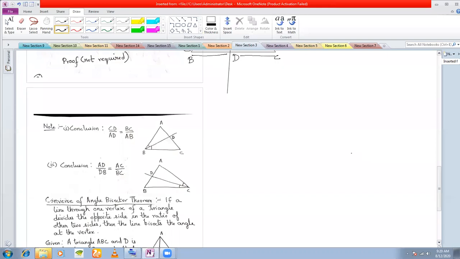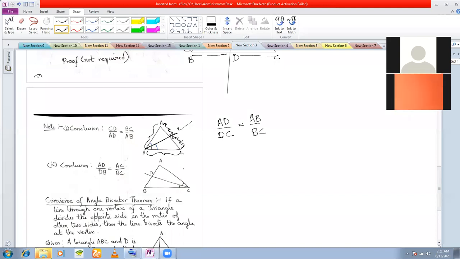Now if you have a figure like this in which BD is the bisector this time, bisecting angle B. Okay, so clearly these two blue angles will be equal, and therefore I can write AD by DC, that is this side, AD by DC must be equal to AB by BC.